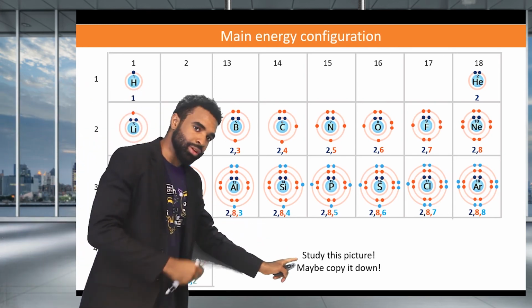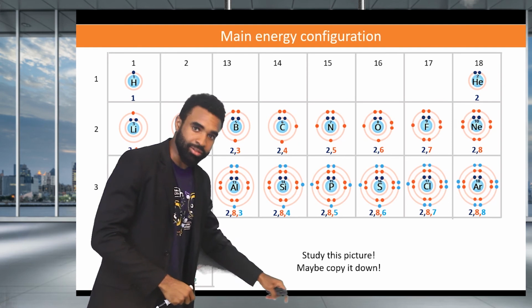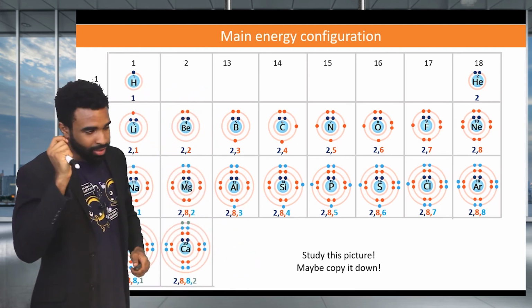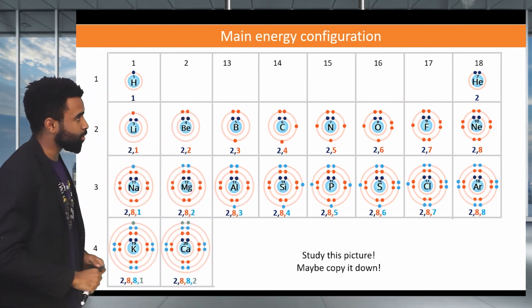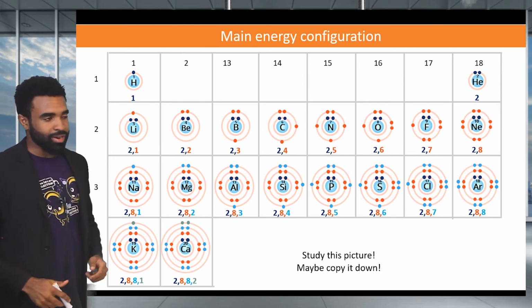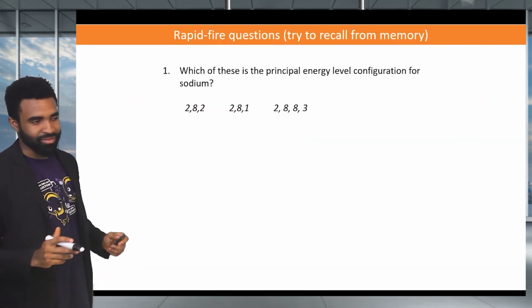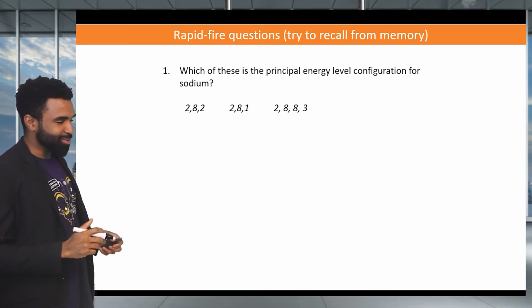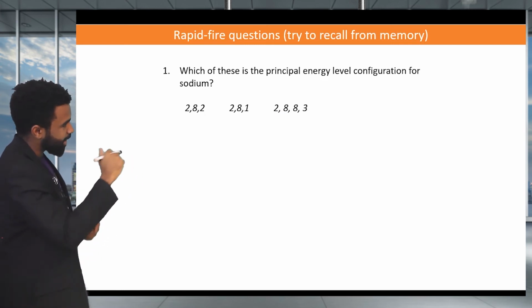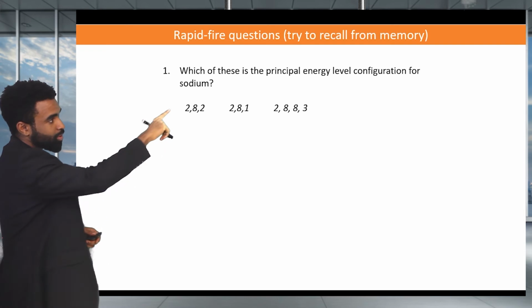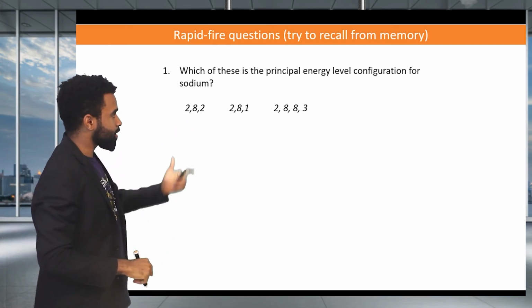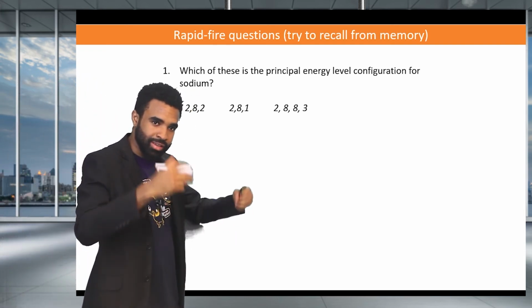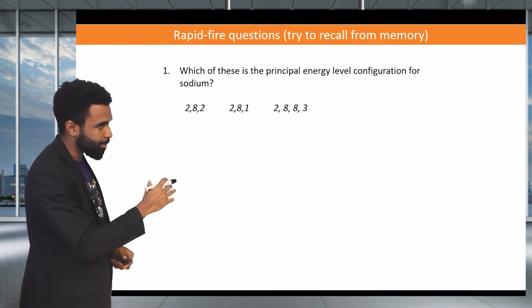This is a picture I want you to study. Maybe write it down. Definitely you should have it somewhere in the back of your mind. So let's try some rapid fire questions. This is the last set of rapid fire questions, so if you're feeling tired, don't feel tired. Pause the video and try to think about this one. Which of these is the principal energy level configuration for sodium? Again, pause, think about the mnemonic, think about that picture.